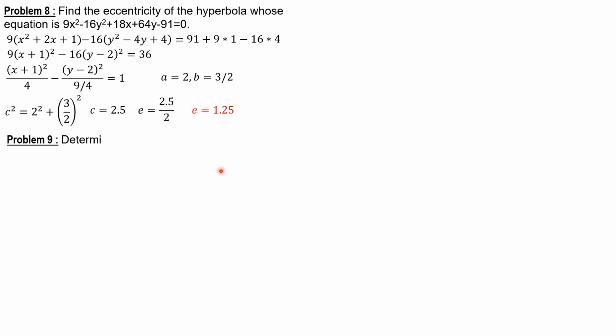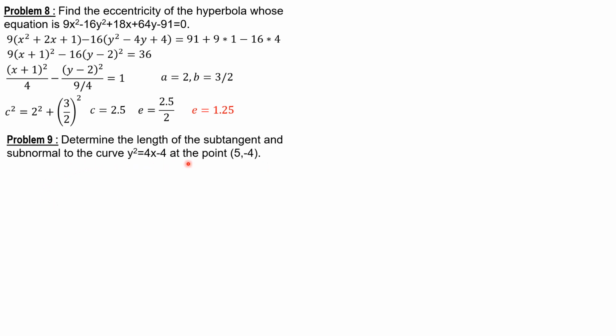Problem 9, determine the length of the subtangent and subnormal to the curve y square equals 4x minus 4 at the point (5, negative 4). Y square equals 4 times (x minus 4) is a parabola open to the right. We can transform this to the standard form. Y square equals 4, length of latus rectum 4, times (x minus 1). So the vertex is at (1, 0).